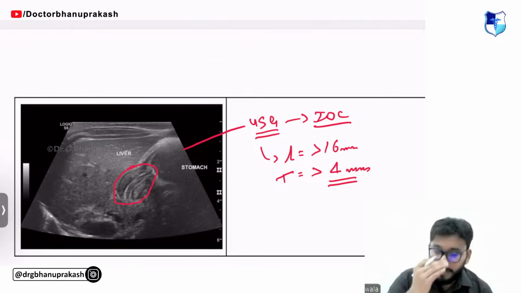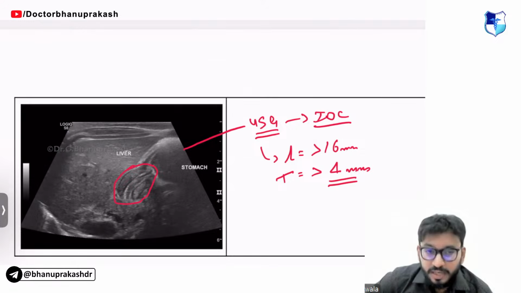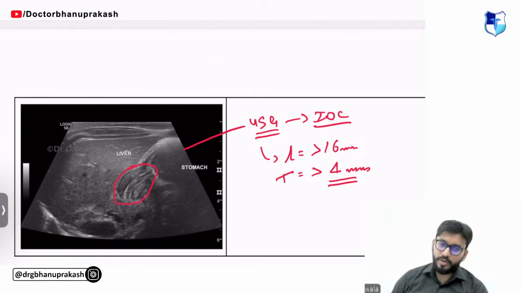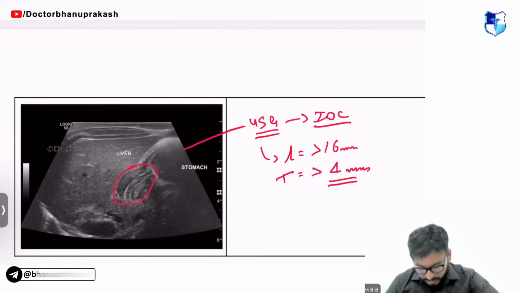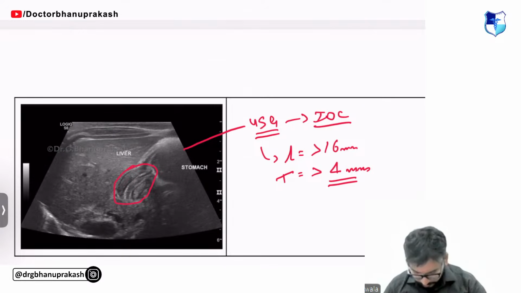Now, can anyone tell me what is the ABG or the acid-base abnormality that you see in CHPS? That is a very important surgery and pediatric question that you get on CHPS. Come on, guys. What is the acid-base anomaly that you get?